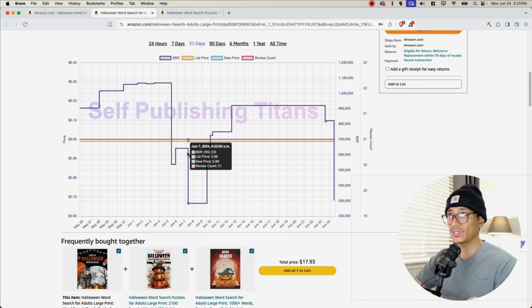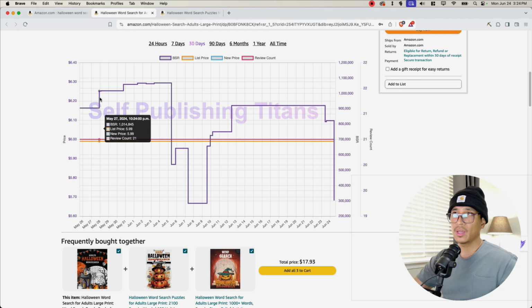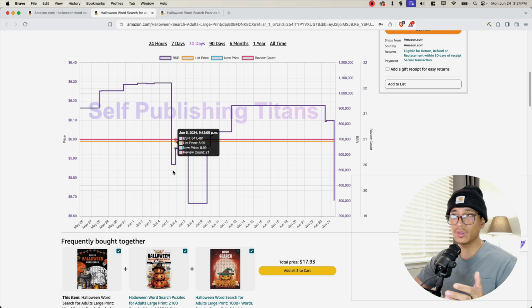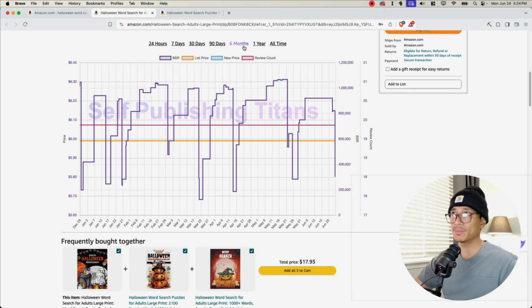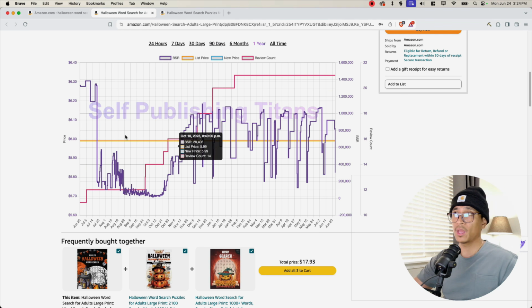So this is for the past 30 days. You can see it sells a couple right here. Anytime you see the line on the graph go down, that's at least one sale. So you can see for the past 30 days, it's sold a few times, which is actually pretty good. If we go back 90 days, you can see it sells a couple times. 6 months to a year, you can see this area right here where it sold very well.